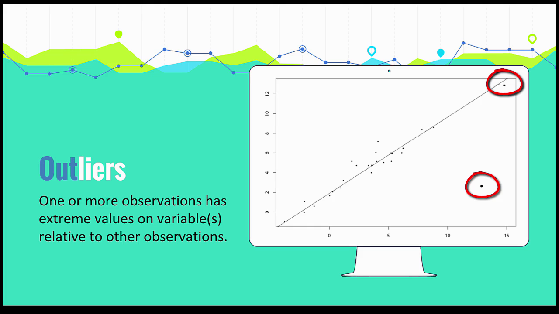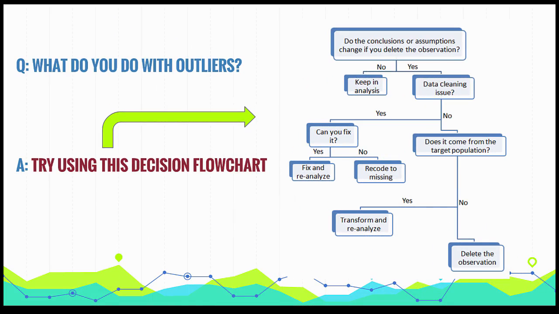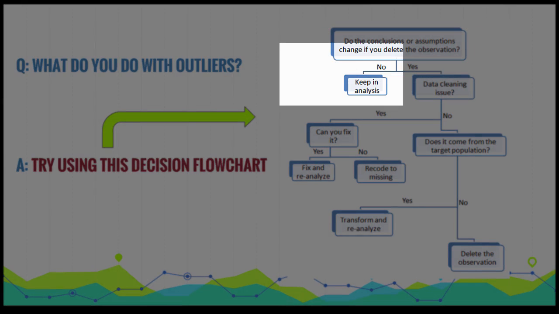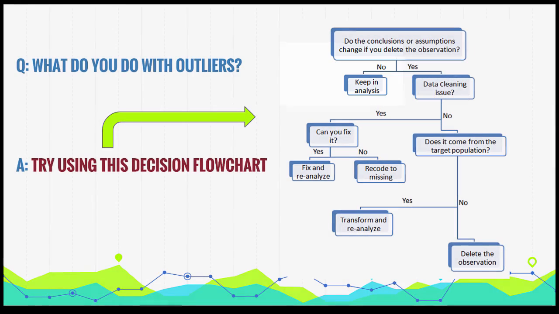So the question is, what do you do with outliers? Just getting rid of them may not be the answer. Here's a decision flow chart that can help you decide what to do with outliers. The first thing to do is check to see whether the observation changes whether or not your regression assumptions are met. If it has little effect, then you can try running your analysis with and without the observation.